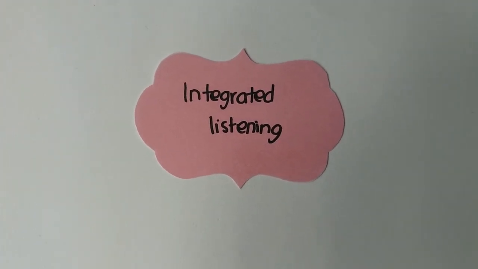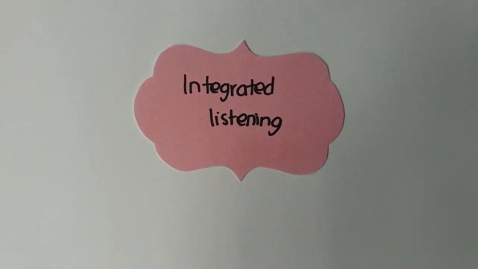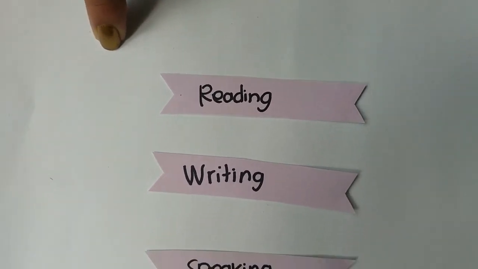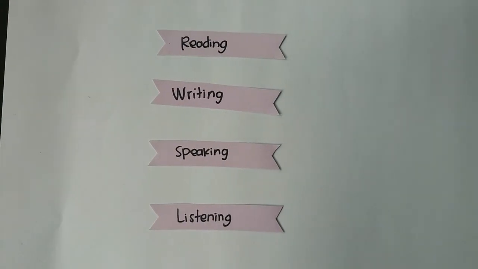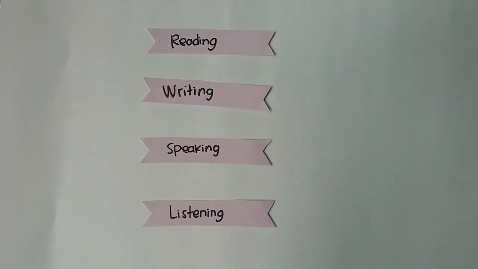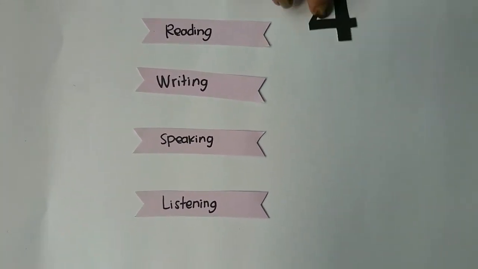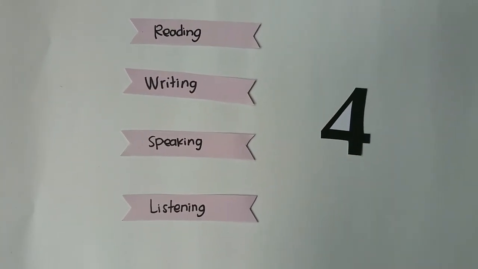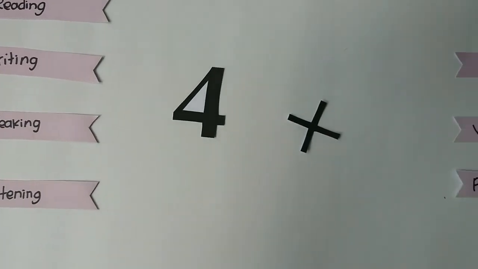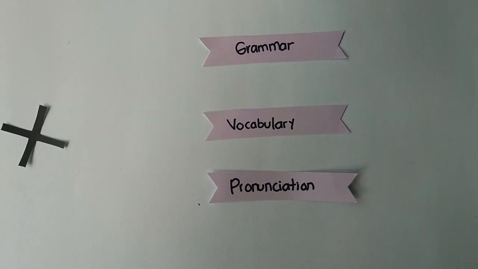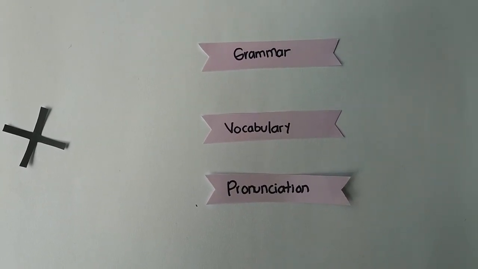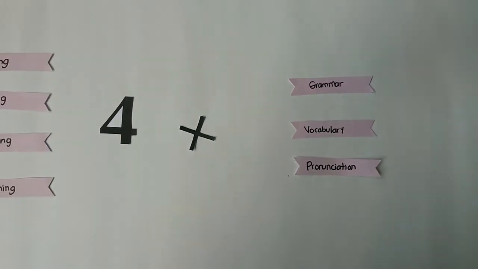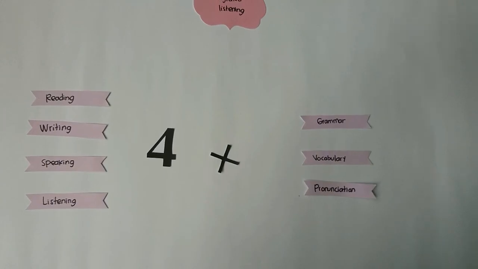Chapter 8: Integrated Listening. As we have seen in previous chapters, the four skills, reading, writing, speaking, and listening, rarely take place in isolation. The majority of EFL and ESL lessons combine the four skills plus grammar, vocabulary, and pronunciation. In fact, it has been proved that the teaching of English is more effective when integrated with other skills.